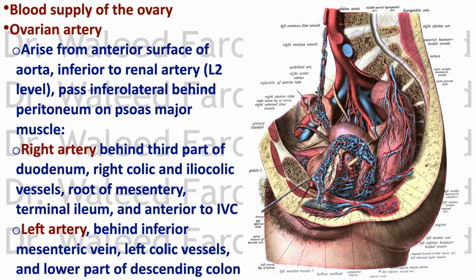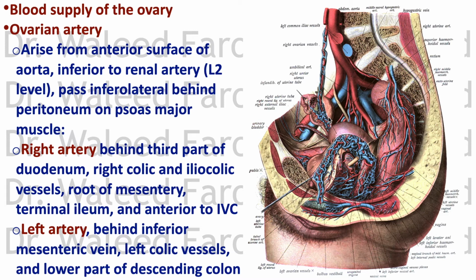Now, the relations of the right artery will be different than the left artery. The right artery lies behind the third part of the duodenum, right colic and ileocolic vessels, the root of the mesentery of the intestine and the terminal ileum, and descends anterior to the inferior vena cava. And when it is on the psoas major muscle, the gonadal vessels are superficial to the ureter and the genitofemoral nerve. Remember, the ureter was sandwiched between the genitofemoral nerve deep to it and the gonadal vessels, or in this case the ovarian vessels, superficially, as you can see here. This is on the right side.